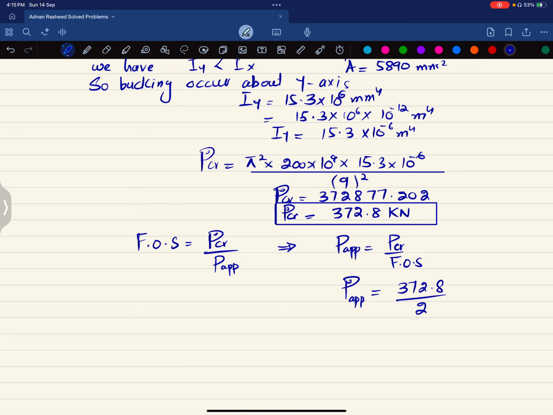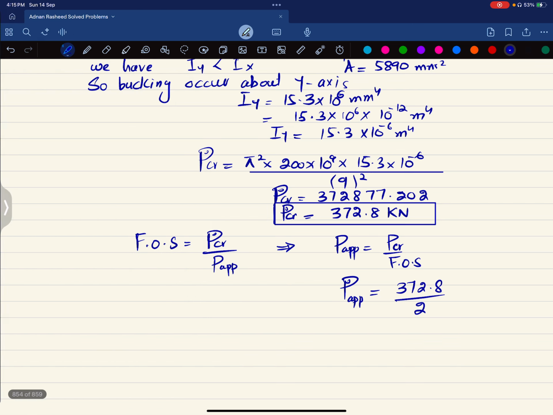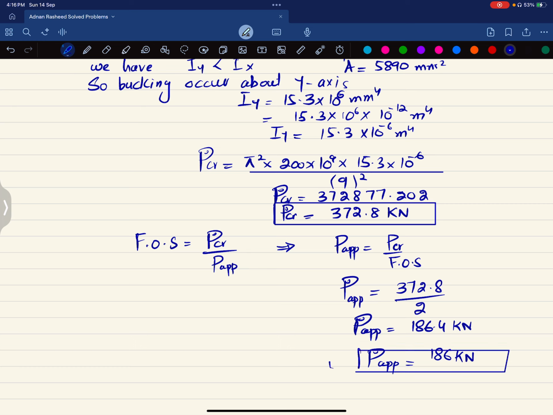So 372.8 divided by 2 is 186.4. So I can write it as P applied, or a maximum load against this factor of safety, comes out to be 186.4 kilonewton, or if you round it off, P applied will be equal to 186 kilonewton. And this is the answer of this question.